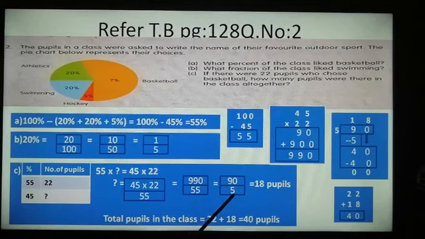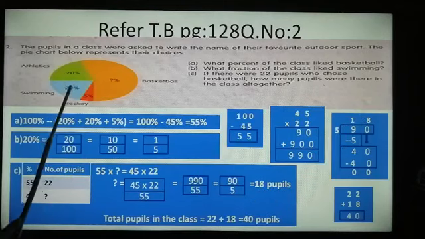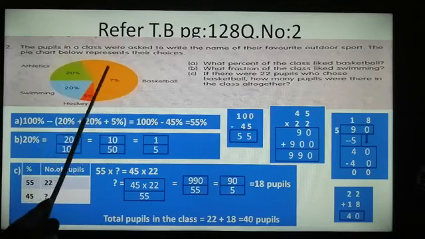90 divided by 5. So the working: when you divide 90 by 5, in 9, how many times will 5 go? 1 time. 1 five is 5. 9 minus 5 is equal to 4. You have to bring the 0 down. In 40, 5 will go 8 times. 5 eights are 40. 40 minus 40 is equal to 0. What is the quotient? 18. So 18 people means 45%. This much is 18, and here we already know it is 22.